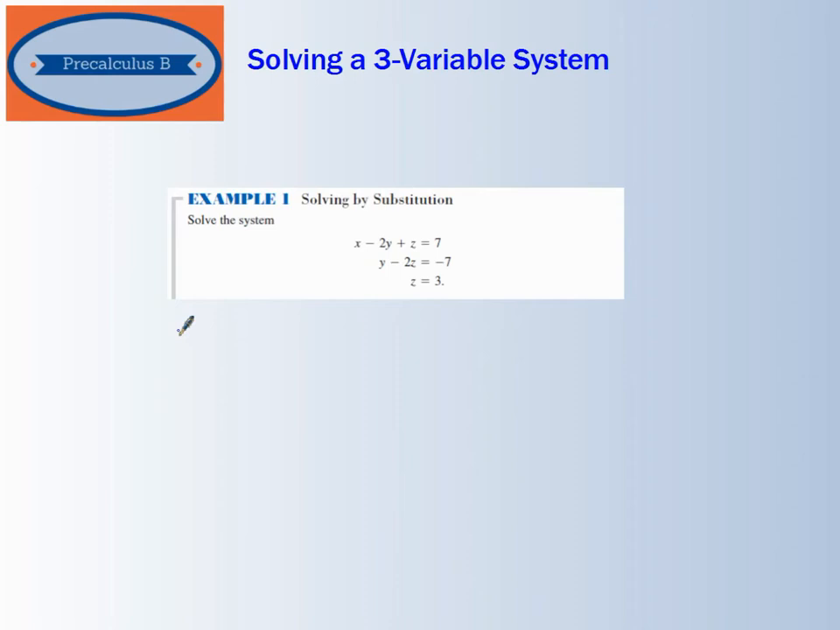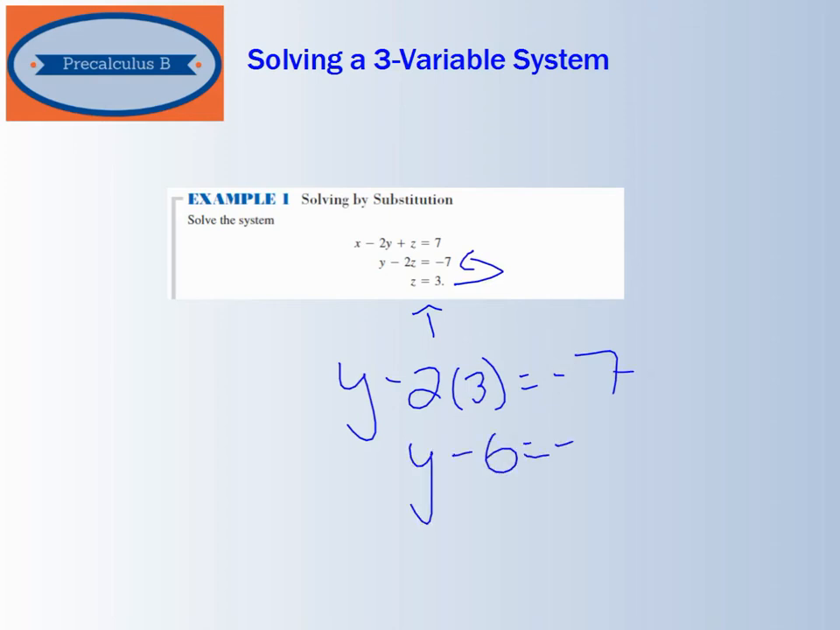Once again, if we want to solve something by substitution, we're going to use what we know to solve for other variables. So in this particular problem that we have on the screen, this example, we're given the value of z. z is 3. We can substitute that back into the second equation: y minus 2 times 3 equals negative 7. y minus 6 equals negative 7, therefore y equals negative 1.